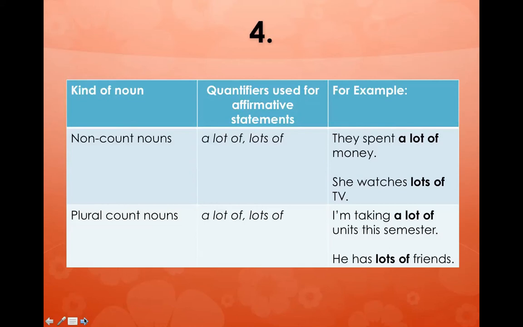Okay, but going back and looking at the affirmative statements, you can only use a lot of or lots of, not much or many. So here with the non-count nouns, I can say, they spent a lot of money. She watches lots of TV. A lot of or lots of with plural count nouns in an affirmative statement. I'm taking a lot of units this semester. He has lots of friends. In this kind of sentence, I usually don't use much, and in this kind of sentence, I don't use many.